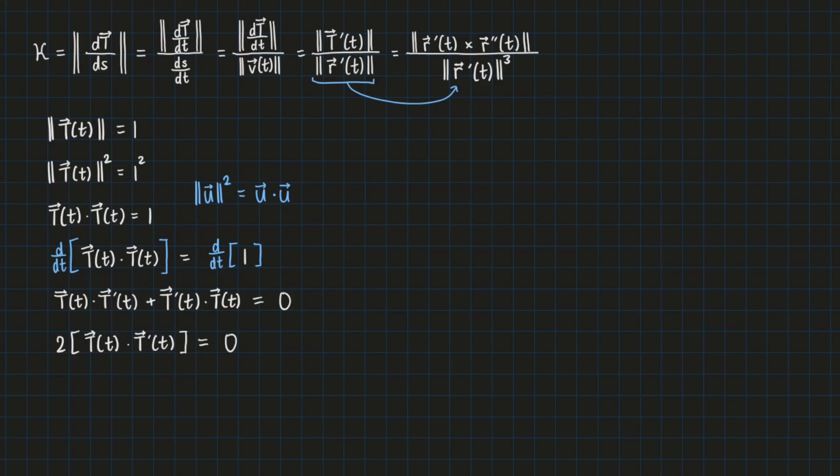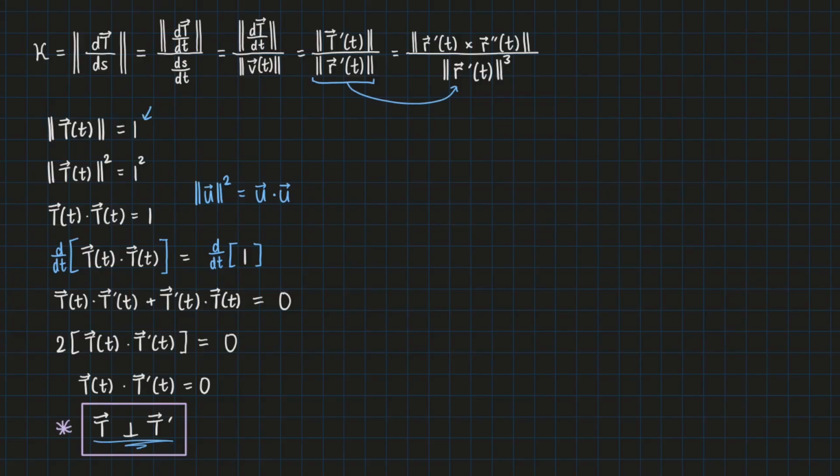Now let's divide both sides by 2, and we'll see that the dot product of T and T prime of t equals 0. And if the dot product of two vectors equals 0, that means that both vectors are orthogonal to each other. So T is orthogonal to T prime. We're going to need to remember this for later. As a matter of fact, if a vector has a constant magnitude, then that vector and its derivative are orthogonal to each other. This is because on the right side, we started with the magnitude of the vector, and if we take the derivative of a magnitude that is constant, that would equal 0.